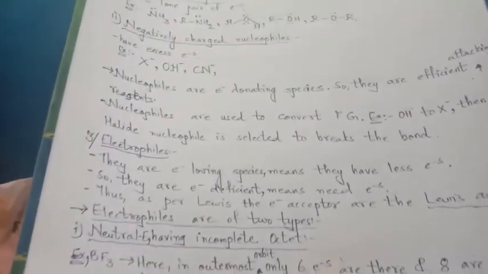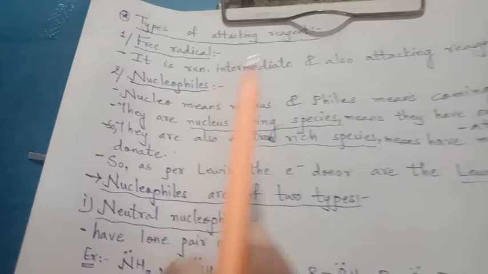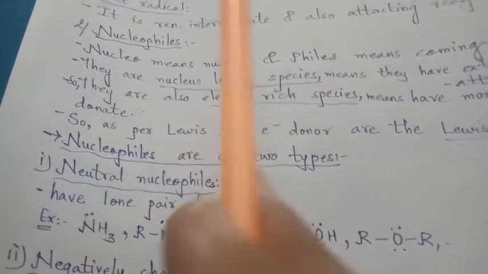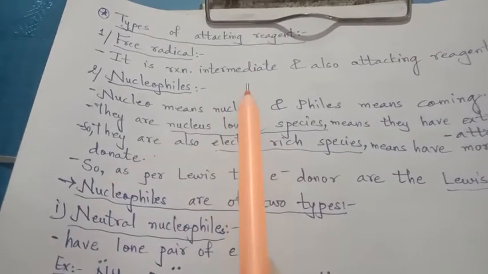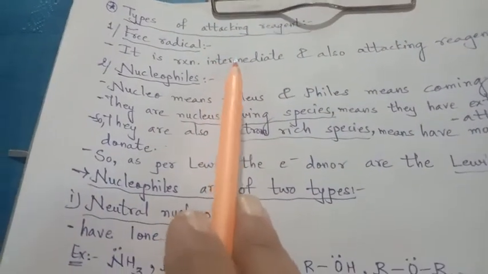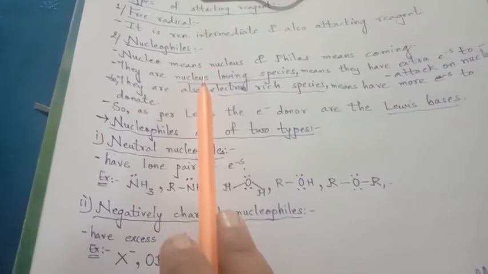So these are the three reacting, or we can say attacking reagents. We have seen 3 reaction intermediates: free radical, carbocation, carbanion. And these are the 3 attacking reagents. One is the common free radical. Then here are the nucleophile and electrophile. Nucleophile means nucleus loving, and electrophile, electron loving.